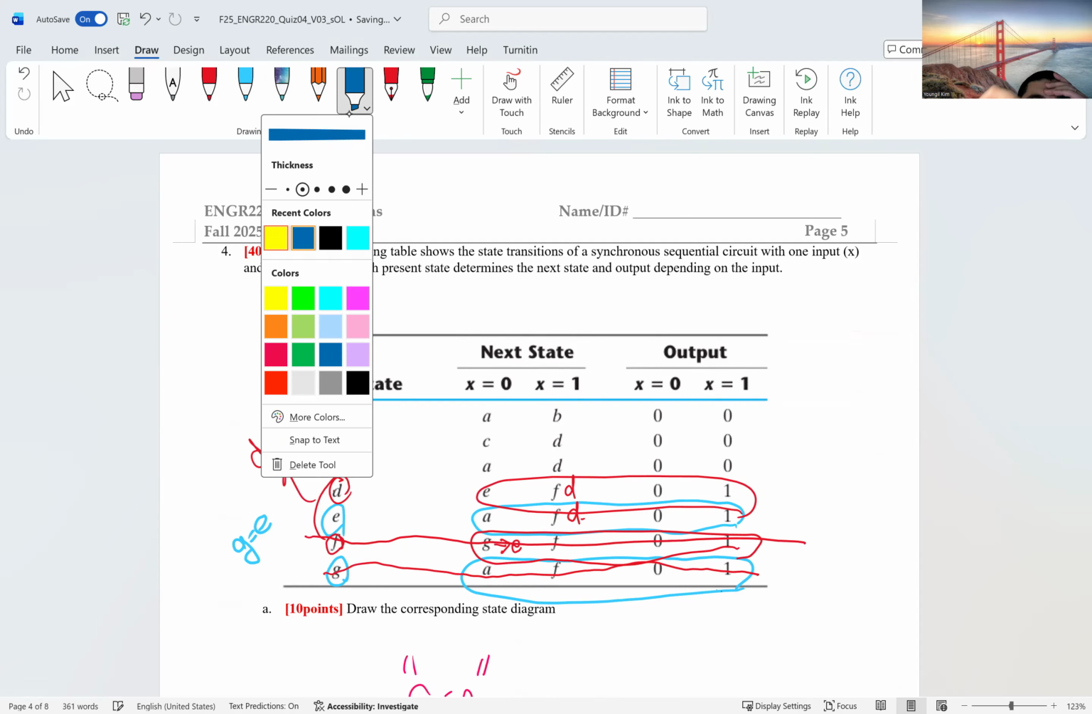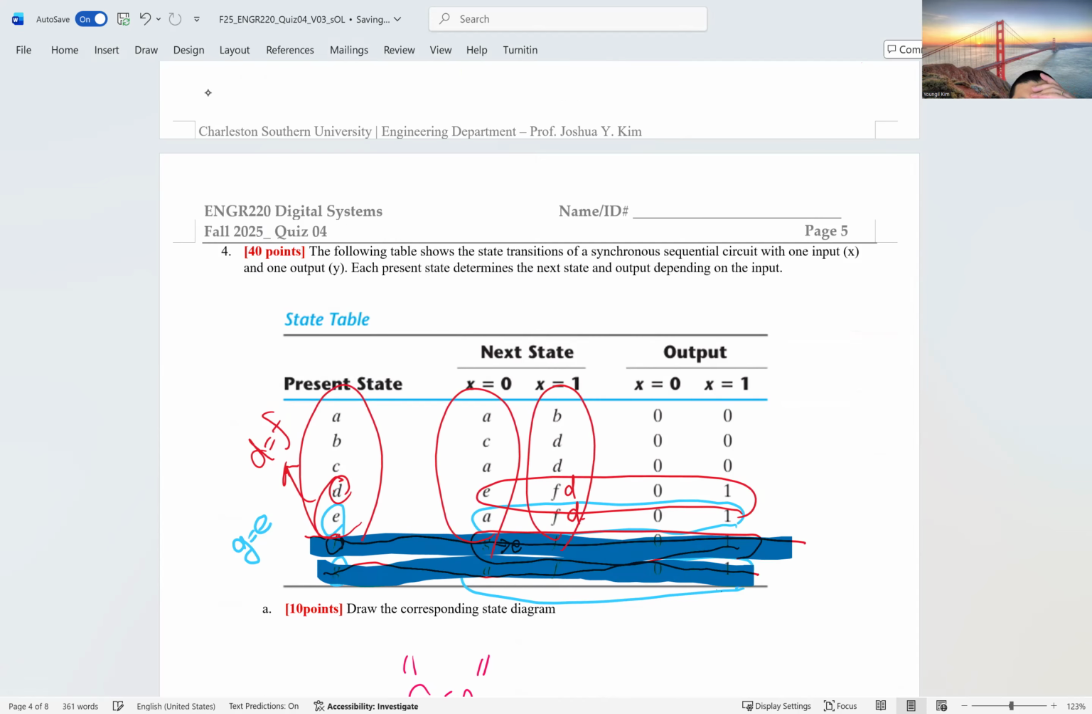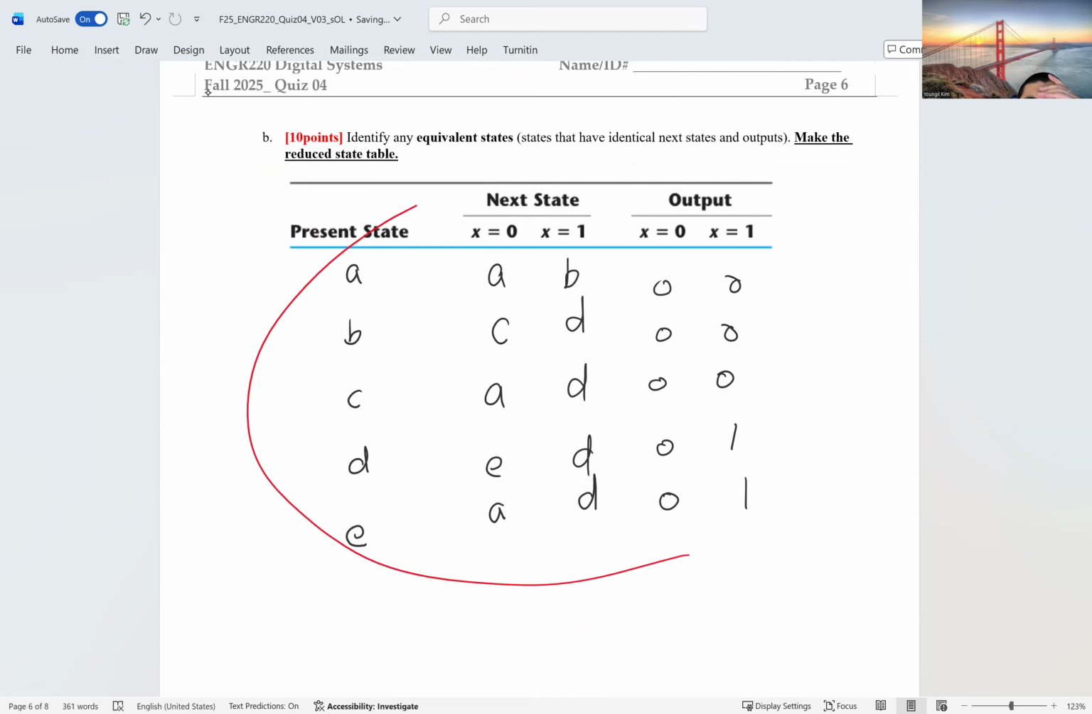Let's say in here, they have only two states. A, B, C, D, E, A, C, A, E, A, D, D, D, D, D, 0, 0, 0, 0, 0, 0, 0, 0, 1, 1. Okay, so that is the reduced state table by using state reduction here.